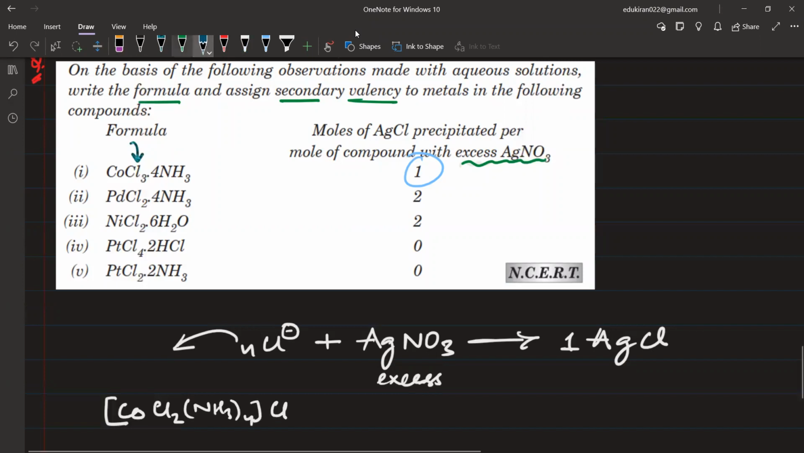Okay, so the only information that we have is about this chlorine atom, and it is given by the AgCl precipitated. The number of moles of AgCl precipitated gives you the number of chloride ions which are independent. And if you have one chloride ion which is independent, you remove that from the equation, and then you write everything inside the square brackets, and the rest of the chloride ions will be outside. All of you understood how to write the formula? Yes or no? Tell me from the given information.